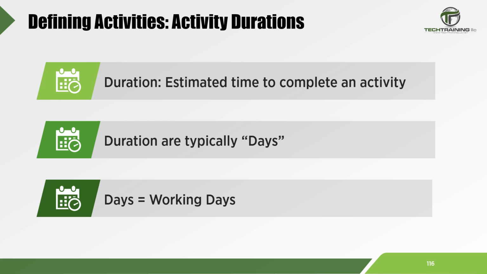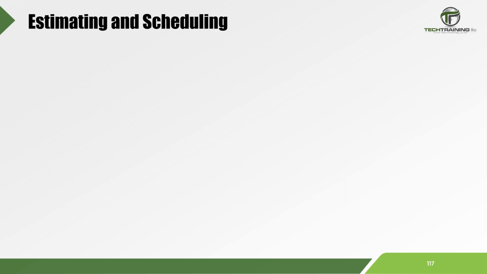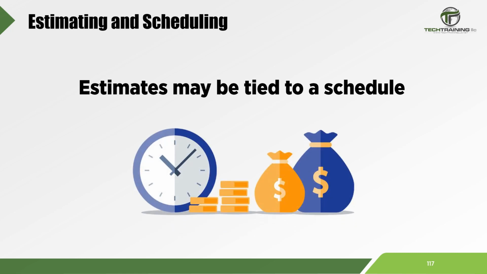Durations are the estimated time that it's going to take to complete a particular task. But, depending upon the schedule, we have to use specific units of time. In most cases, it's going to be days. When these days are put into the schedule, it is assumed that the tasks are done on a continuous basis, meaning standard working days within the work week.